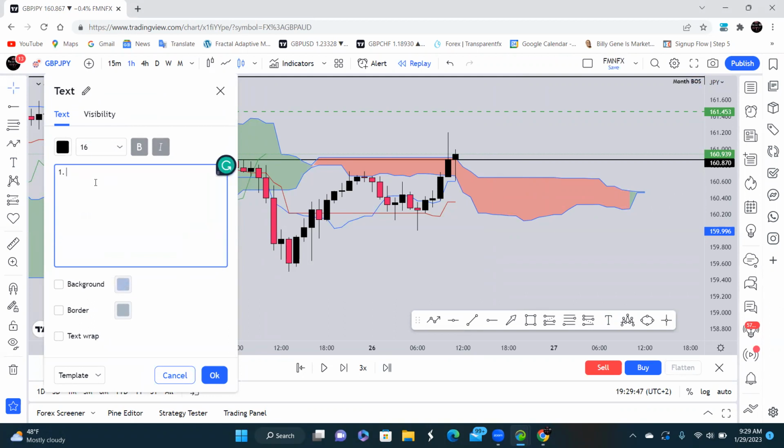Number one, bullish TK cross. What does that mean? Blue over red. Number two, we need a what? Break of structure. Three, what? Price needs to break and close above the cloud.